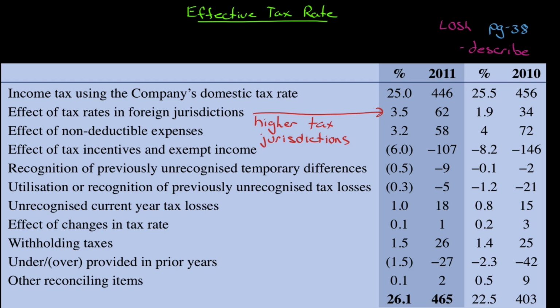Okay, here's an example taken right from the curriculum. Here's the income tax using the company's domestic tax rate. They're facing a 25% statutory tax rate. In 2010, it was 25.5. Now it's 25. So tax rates are dropping a bit in this country.